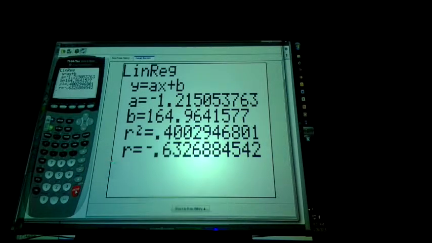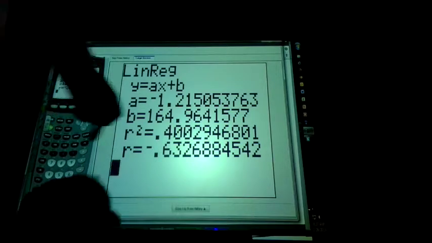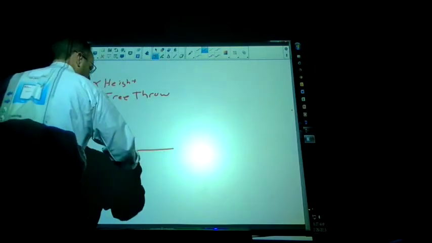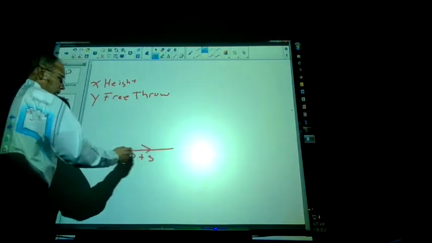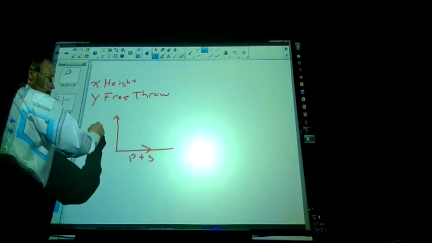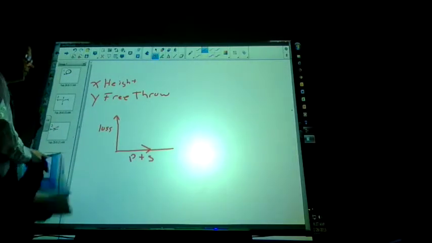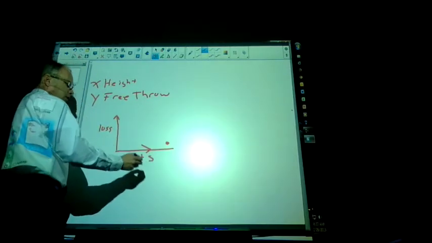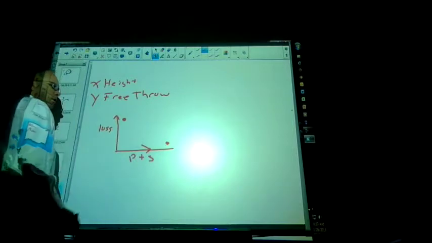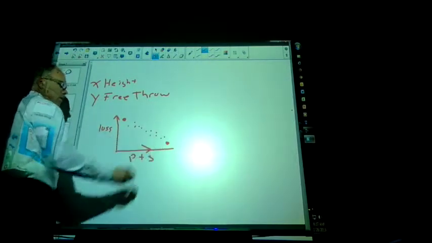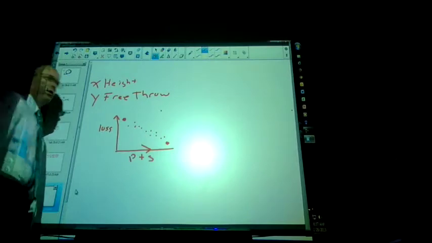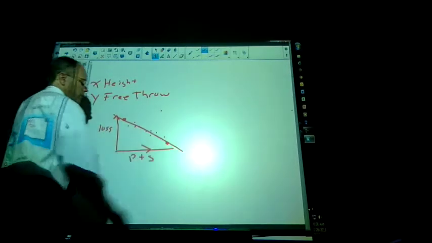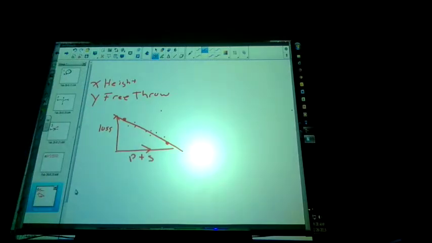Let's think about that. Points as it increases, and losses. So would you think a team that scored a lot of points would have fewer losses than if they didn't score as many points? And then you have the Broncos. They seem to score a lot of points, but they lose. So I'd say we have a negative association with that.